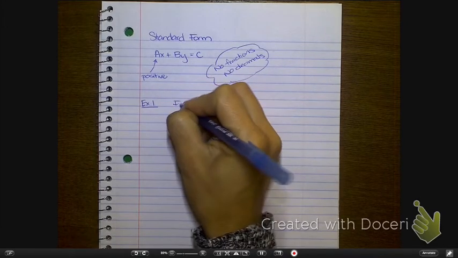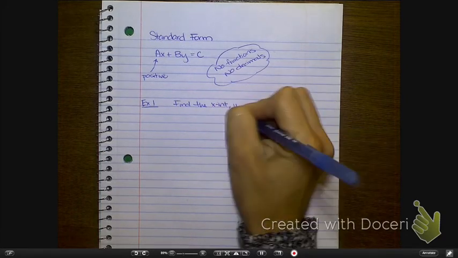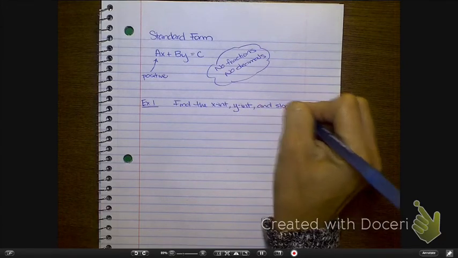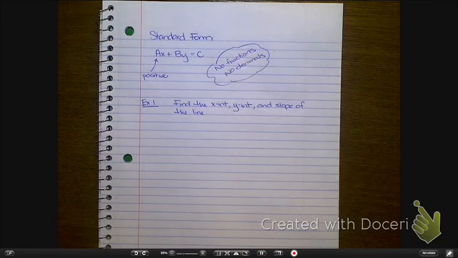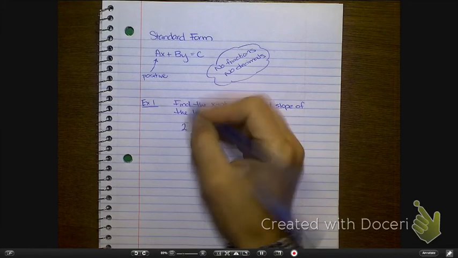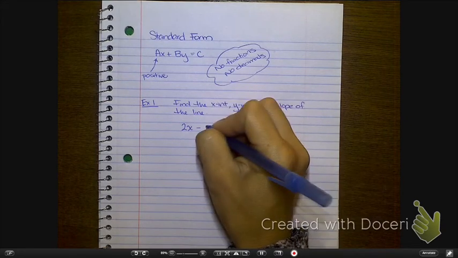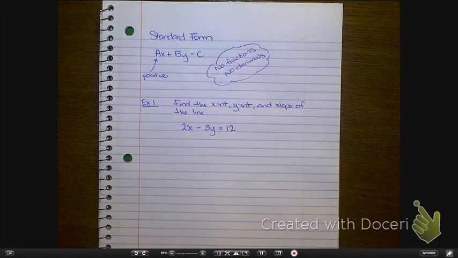We're going to find the x-intercept, y-intercept, and slope of the line. Okay? So here's your line. Okay? 2x minus 3y equals 12.